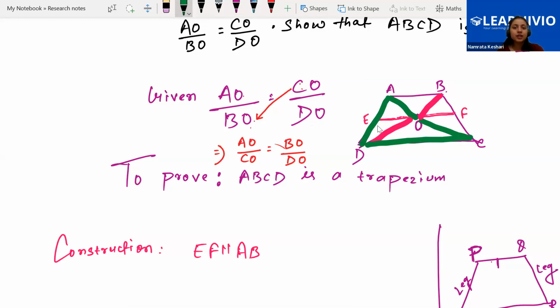If we take this green color triangle, we understand that EO... no, we cannot take this green color triangle because EO is not parallel to one of the sides. Let me take the other triangle. This one is parallel to AB, keeping in mind that. If we take, let me highlight the triangle.